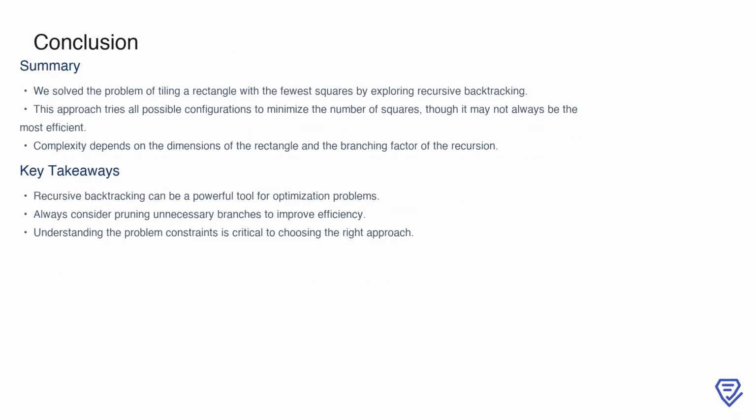Great work! To summarize, we tackled the problem of tiling a rectangle with the fewest squares using recursive backtracking. This approach explores all configurations to find the optimal solution. Key takeaways include the importance of recursion in optimization problems and the value of pruning to improve efficiency.